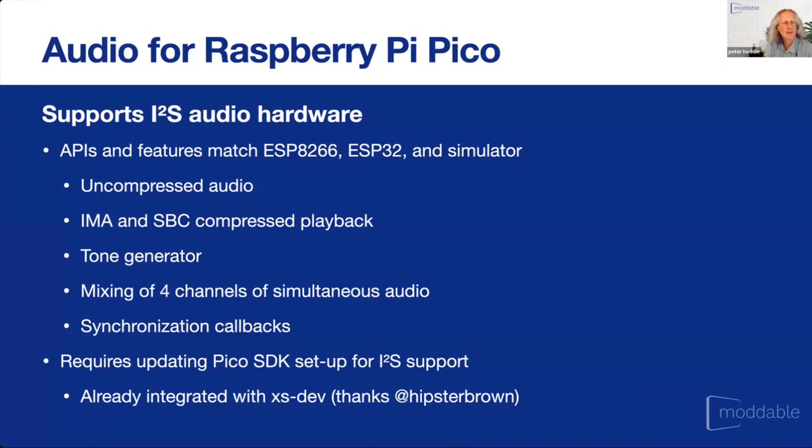My colleague, Michael Kellner, was motivated by this and spent some time working on audio for the Raspberry Pi Pico. And so that now supports I2S audio hardware with all the exact same APIs and features that we support everywhere else. To use that, you need to update your Pico SDK, and if you're using xsbug, that's just one line, super easy. And if not, it's like 2 lines. So Raspberry Pi Pico audio support is now there.